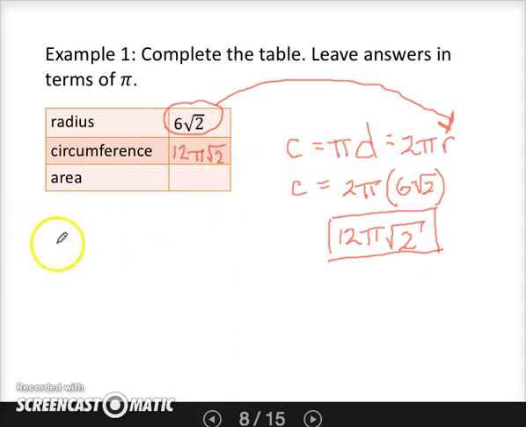Now we're asked to find the area. Remember, our formula for area is pi r squared. So we'll plug in the number for radius here.